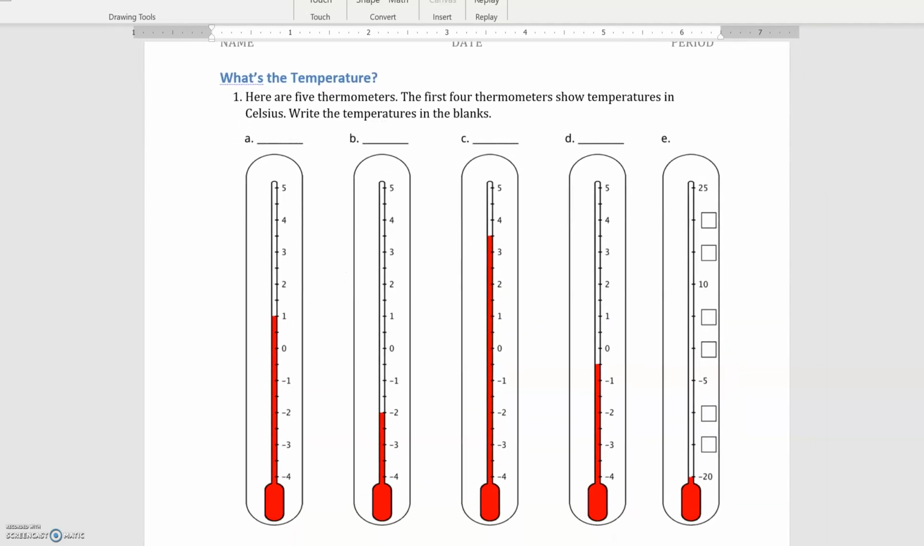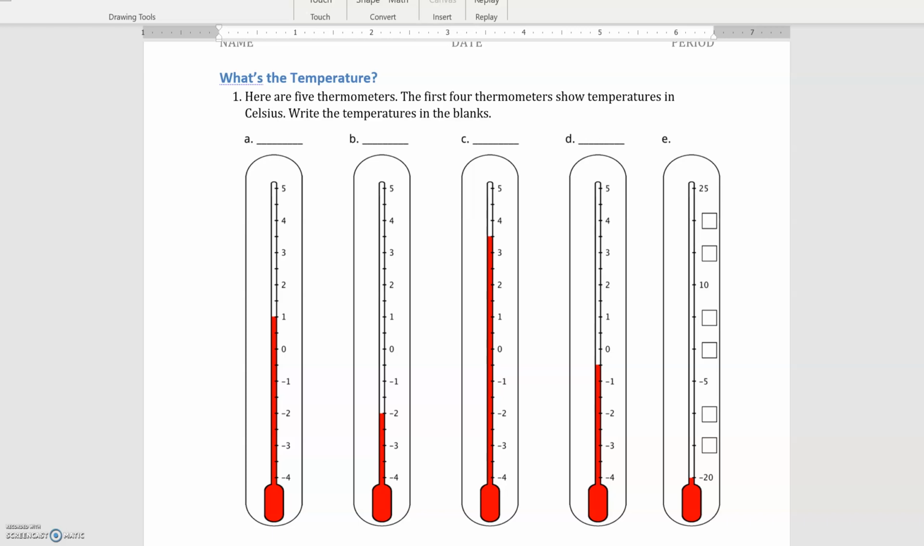I'm going to model for you A and B, and you are going to try the next few thermometers on your own. And what we're going to do is the following. We're going to have 5 thermometers. The first 4 thermometers show temperatures in Celsius, and our goal is to write the temperatures in the blanks.